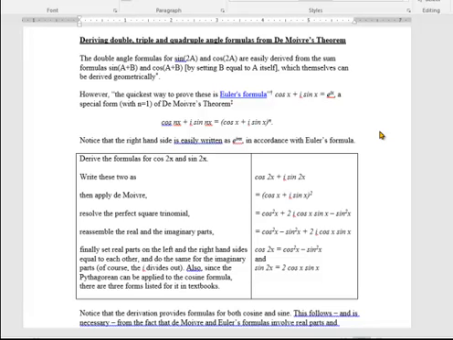So this is my introduction to deriving the quadruple angle formula, and this is based on de Moivre's theorem or formula, of which Euler's formula, cosine x plus i sine x equals e to the ix, is a special form.